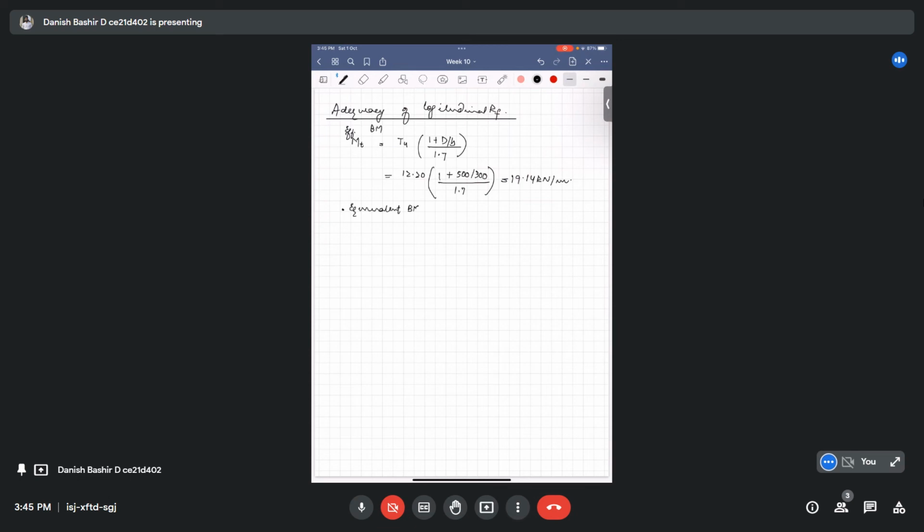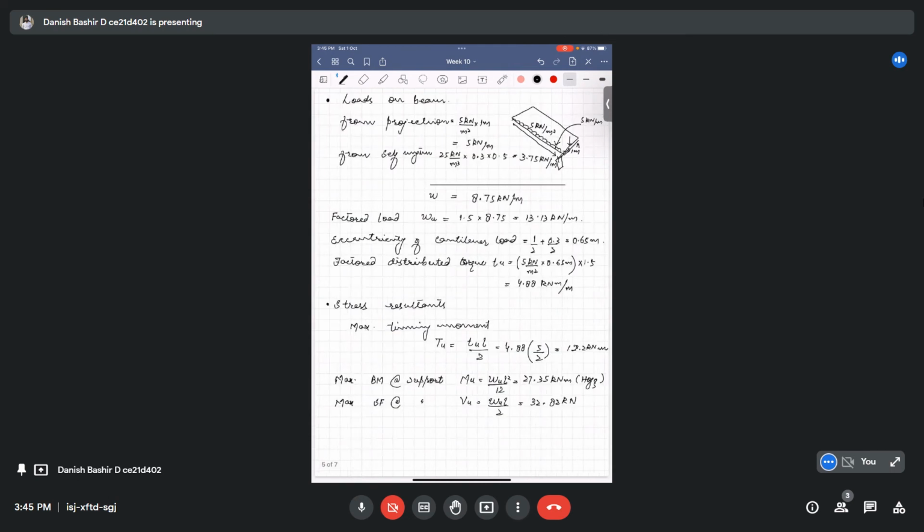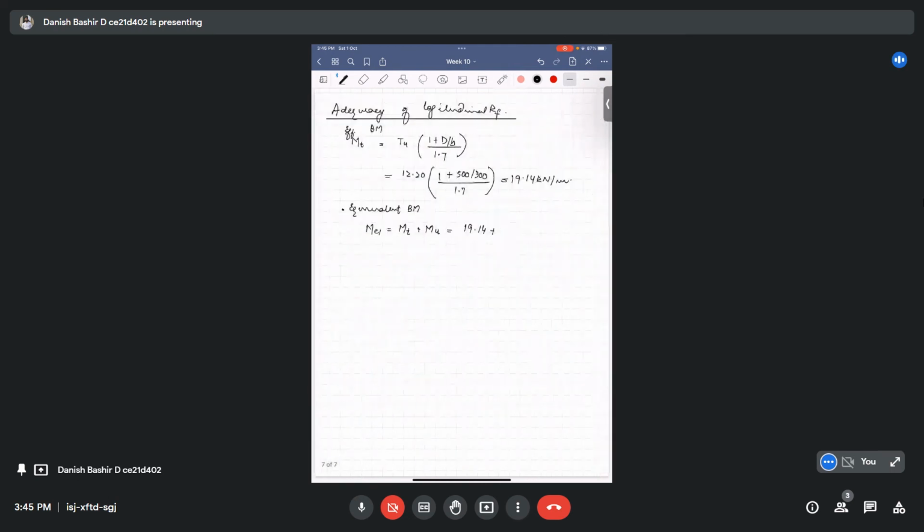Equivalent bending moment Me1. If we add this Mt torsional plus Mu, we calculated Mu already. Mt we get 19.14 and Mu we got as 27.35. It will be 46.49 kilonewton meter.